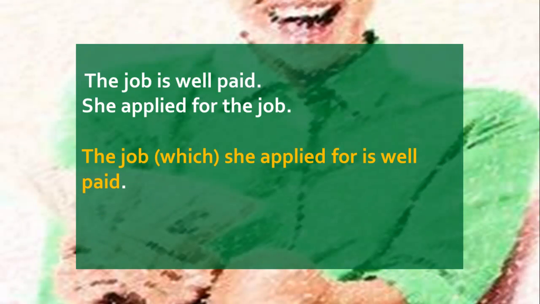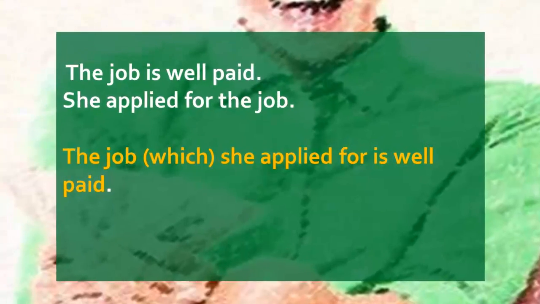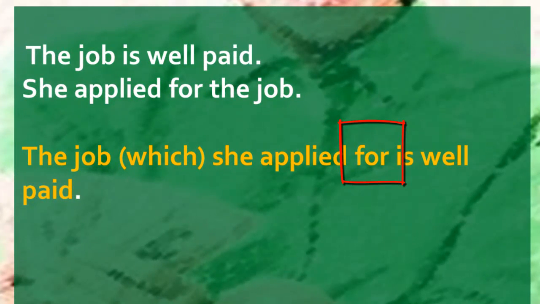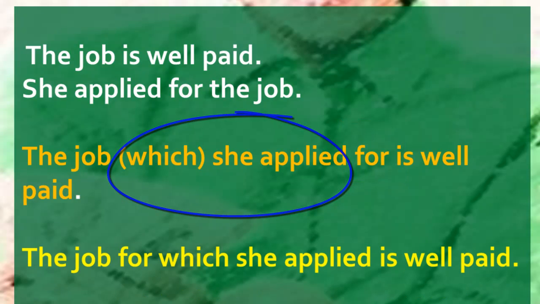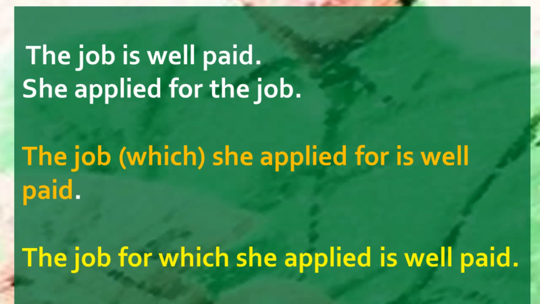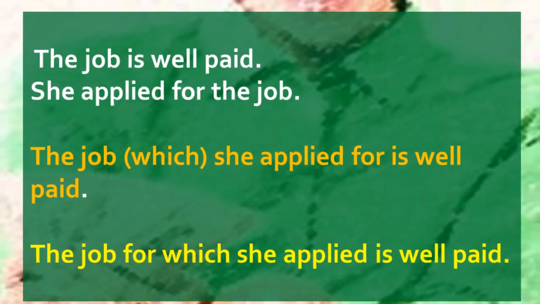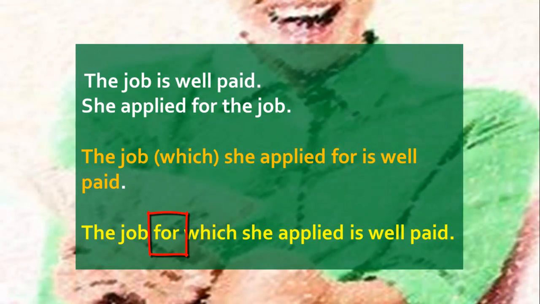The job is well paid. She applied for the job. The job which she applied for is well paid. So as you see, the preposition for comes at the end of the relative clause which she applied for. We can also say, the job for which she applied is well paid. So for, as the preposition, comes before the relative pronoun which.